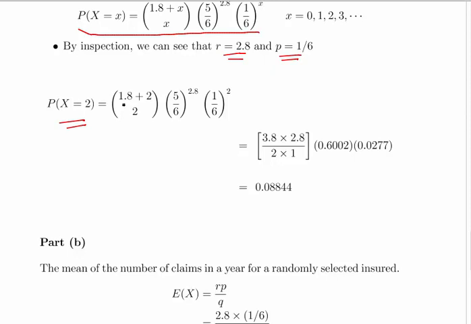1.8 plus 2, choose 2. And that times 5 over 6 to the power of 2.8, times 1 over 6 to the power of 2. Now this is actually important here. This is like a countdown, so to speak. You could have real numbers here, and essentially it works the same way. You get the hang of it.